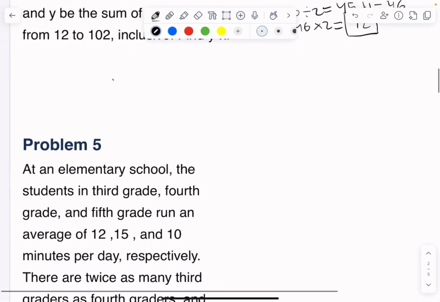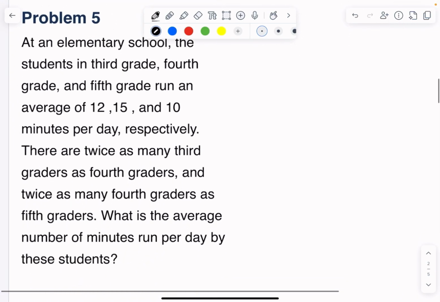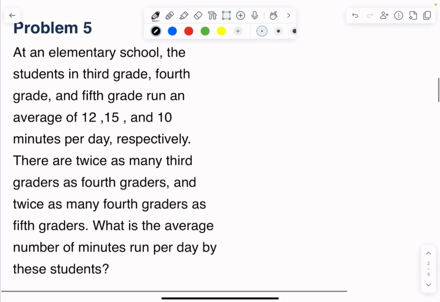Problem number 5. It's a long one. At an elementary school, the students in 3rd grade, 4th grade, and 5th grade run an average of 12, 15, and 10 minutes per day respectively. There are twice as many 3rd graders as 4th graders and twice as many 4th graders as 5th graders. What is the average number of minutes run per day by these students?